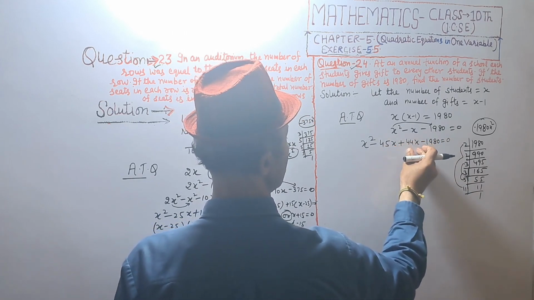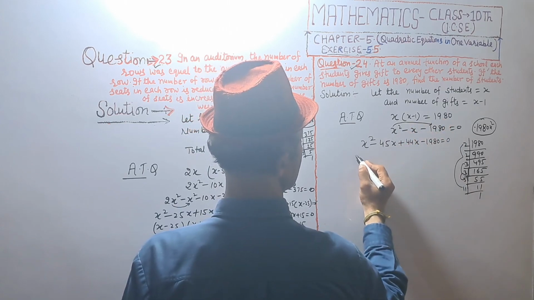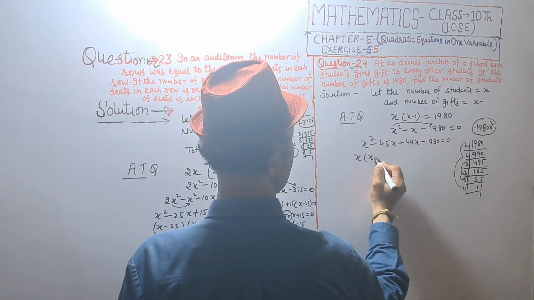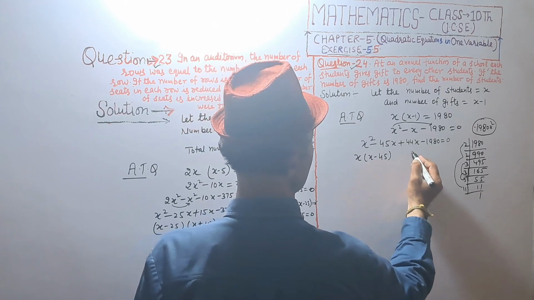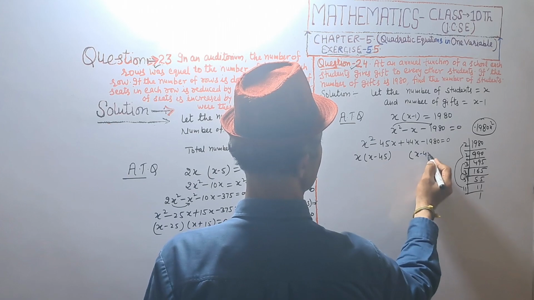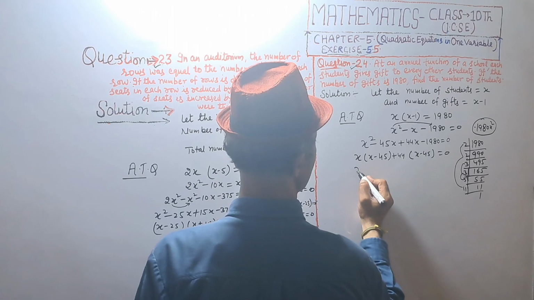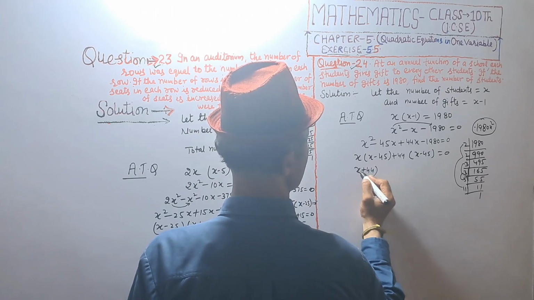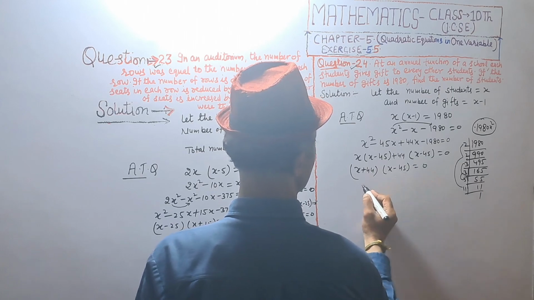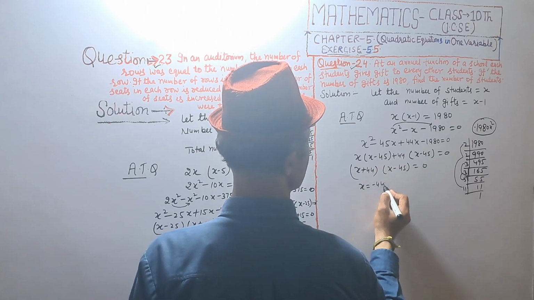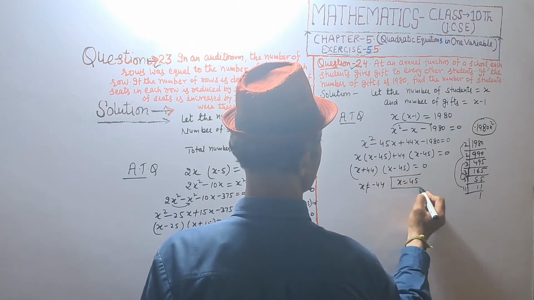45 minus 44, that is equal to 1. So we are taking common x in bracket x minus 45, and the other bracket x minus 45 plus 44 is common, equal to 0. x plus 44 and x minus 45 equal to 0. x equal to minus 44 and x is equal to 45.